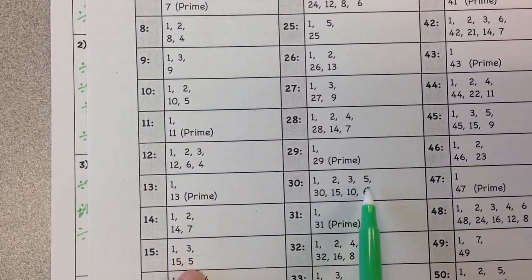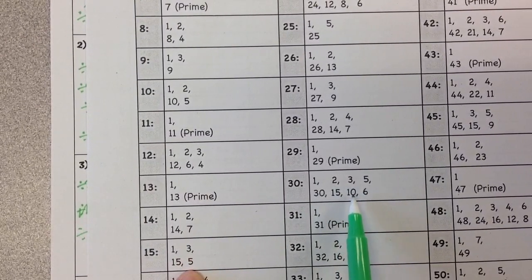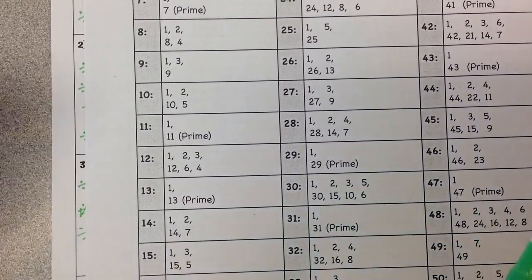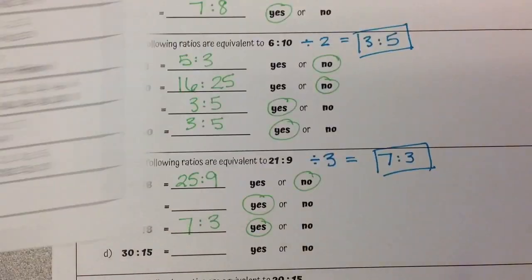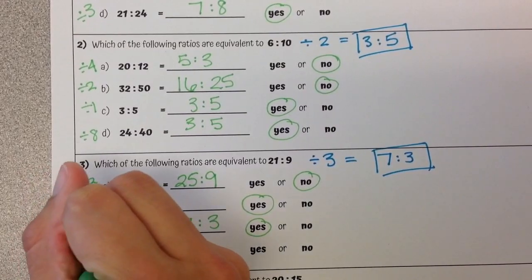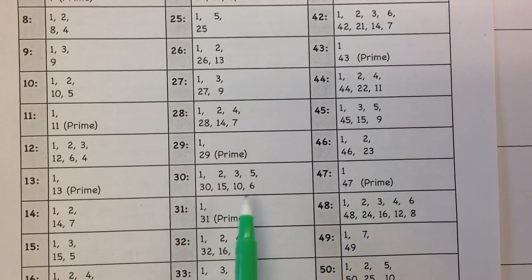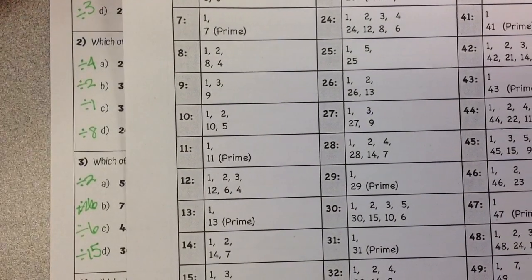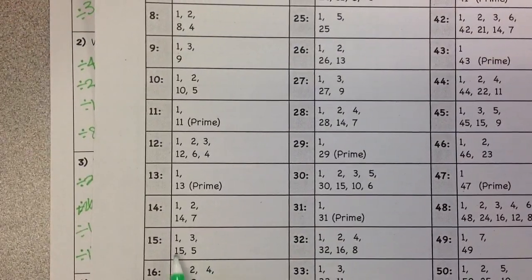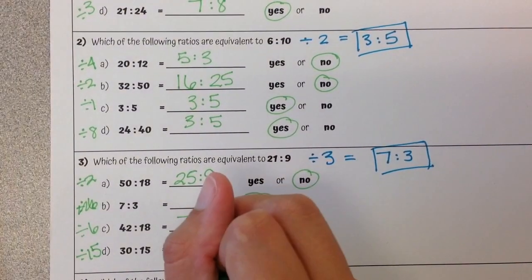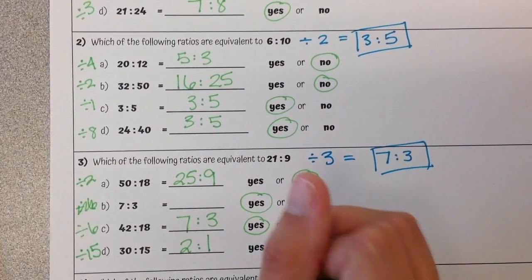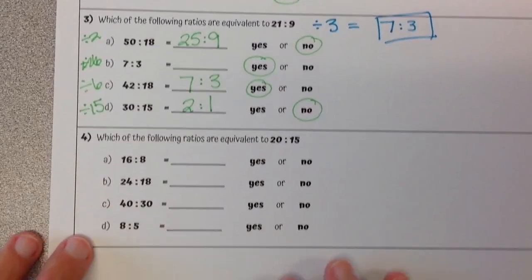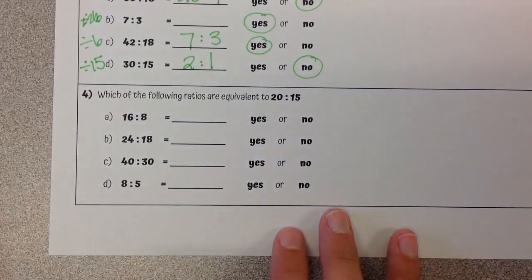30 and 15. All right, these two right here, they both divide by 1. They both divide by 3. They both divide by 5. Not 6, not 10. They do both divide by 15. So that is the highest number they both divide by. 30 divided by 15, the 15 matches up with 2. 15 divided by 15, the 15 matches up with 1. Is 2 to 1 the same as 7 to 3? No.